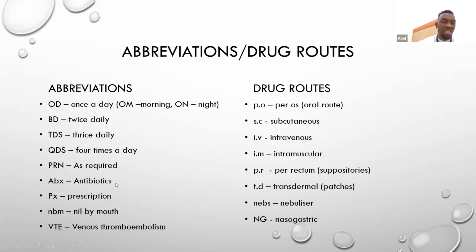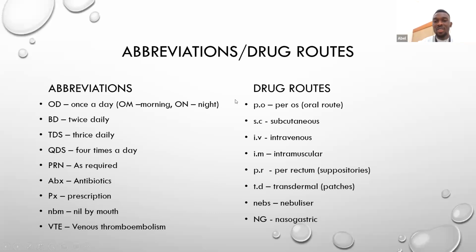ABX is for antibiotics. This one I'm not quite sure if I got it right. PX, sometimes I've seen it as RX, so it stands for prescription. NBM is nil by mouth, so we have VTE, which is venous thromboembolism.